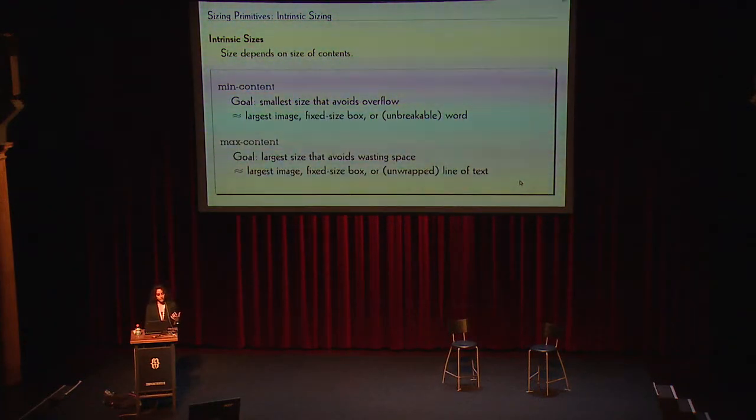Then there's the max content size, which is, the goal is roughly the largest size that avoids wasting space. So that'll be the largest image, fixed size box, or an unwrapped line of text. So if you increase the width of your screen on a table, at some point the table stops growing with your screen. That's the max content size.